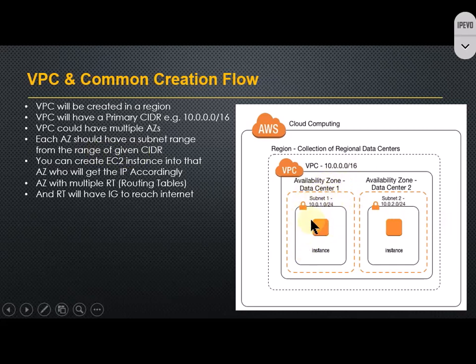So data center 1 and data center 2 are going to adopt their IP address block from the same VPC main CIDR block. So you cannot have something like 192.168, but it should match your VPC CIDR block that we have provided. After that, AZs with multiple routing tables. These availability zones will have their own routing tables, and these routing tables have an internet gateway to reach the internet. In case you want to reach the internet, these availability zones should have one internet gateway, which I'm going to show you later.